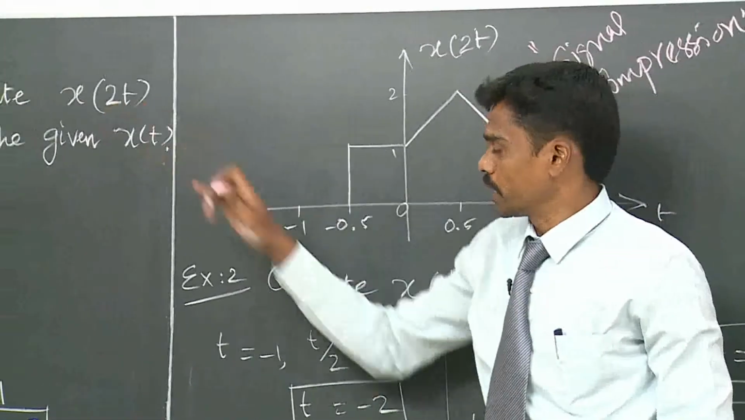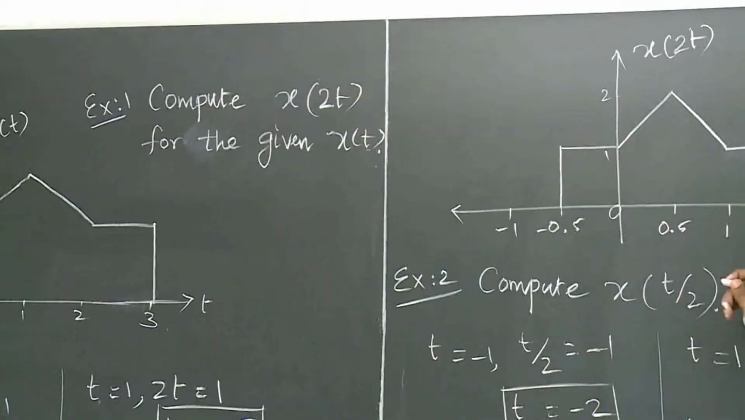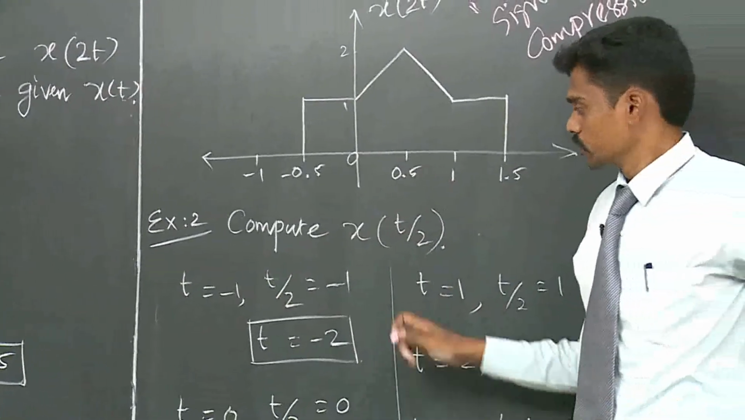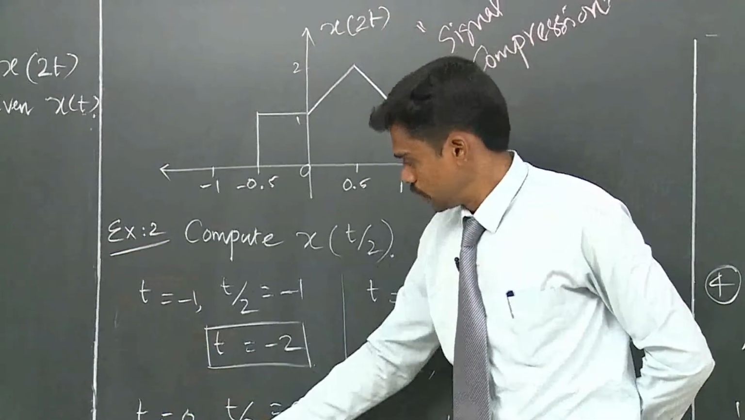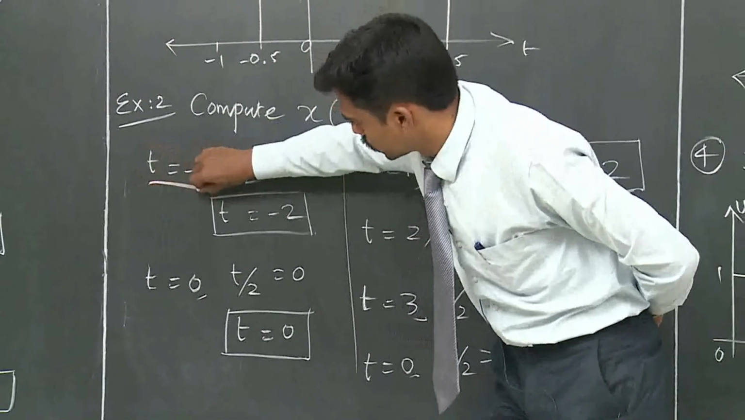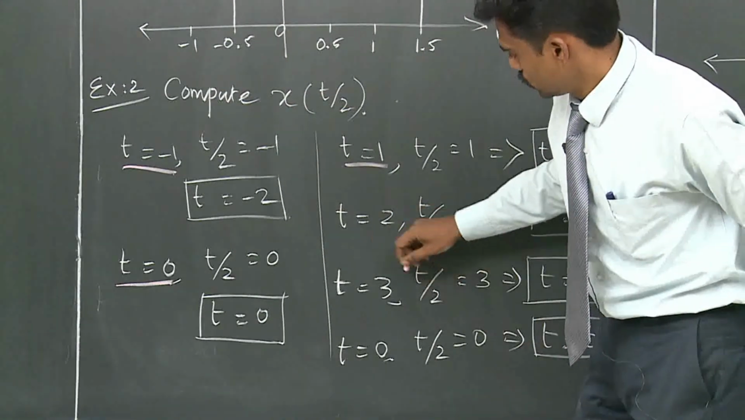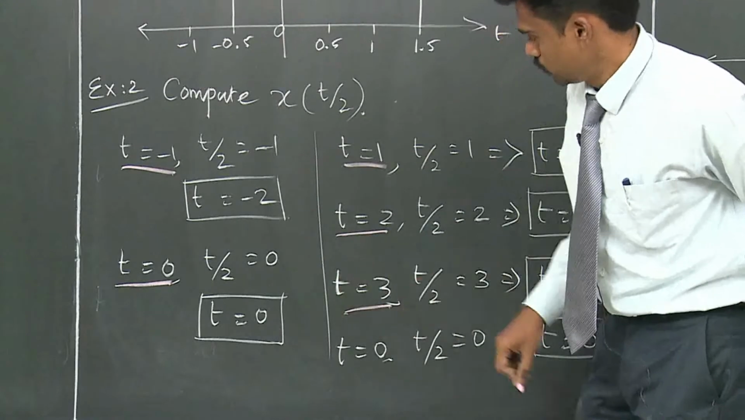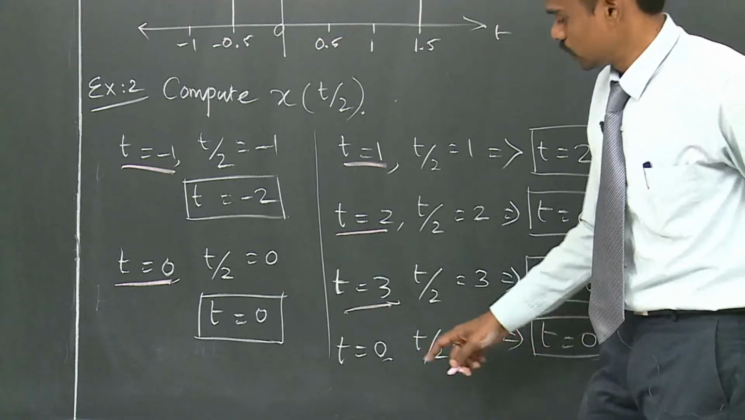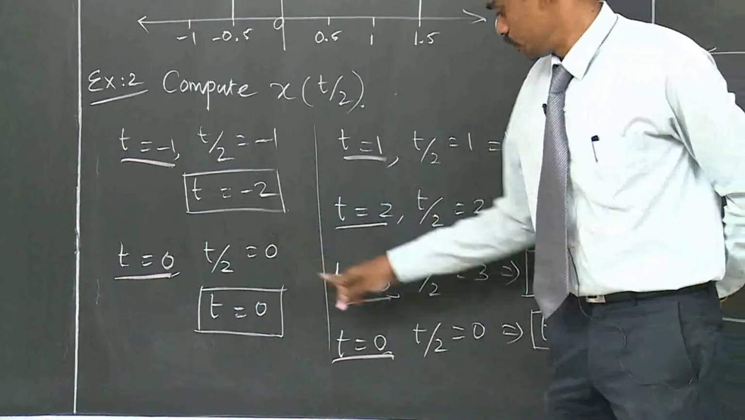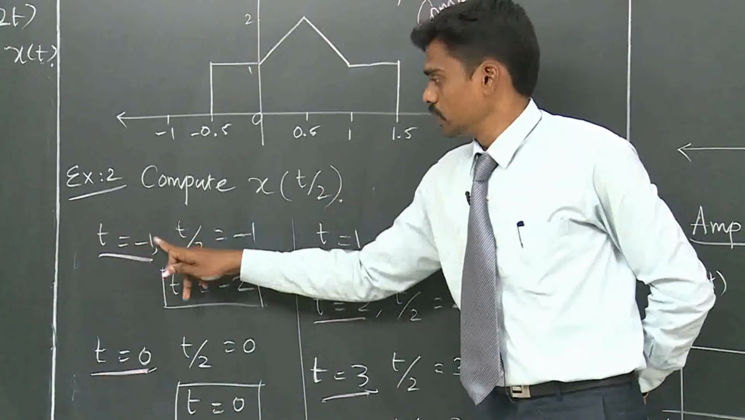Next, with the same scaling factor, instead of the product I am going to compute t by 2 with the same given x of t. I am going to perform t by 2. The same values: t is equal to -1, t is equal to 0, t is equal to 1, t is equal to 2, t is equal to 3. Now t is replaced by t by 2.